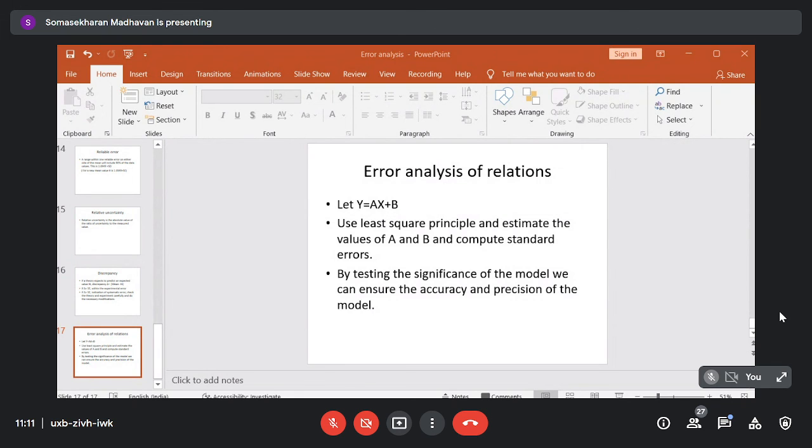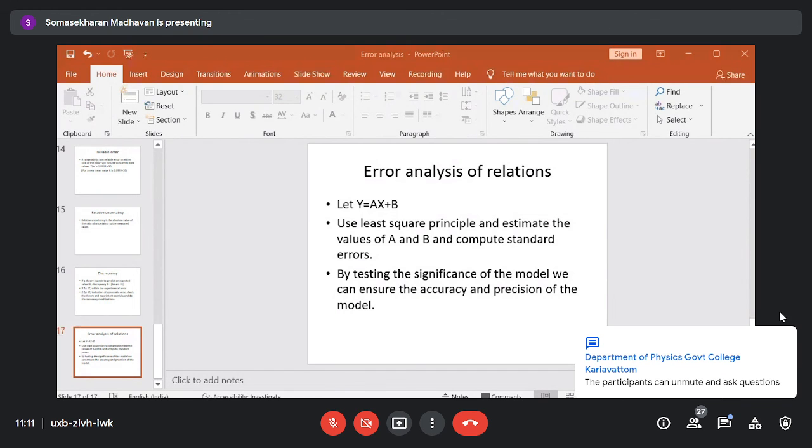Participants, if any queries, we can have an interaction with our resource person. Please come forward.